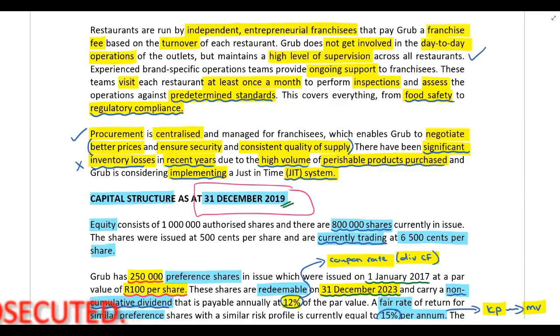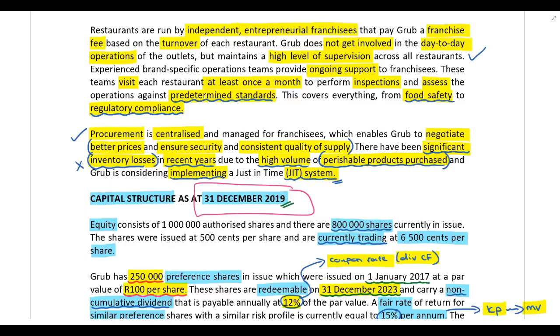And obviously, the reason why they're doing this is because of all of these inventory losses that they've had. They've had high inventory write-offs because of the perishable products that they need to purchase. So if they don't hold too much inventory, then obviously they will reduce the inventory losses or those inventory write-offs. But there are also problems associated to a just-in-time system because you're obviously now very reliant on the supplier. If the supplier doesn't deliver on time, if they deliver the wrong product, if they deliver an inferior quality product that needs to be returned, then there's a risk of stock shortages.